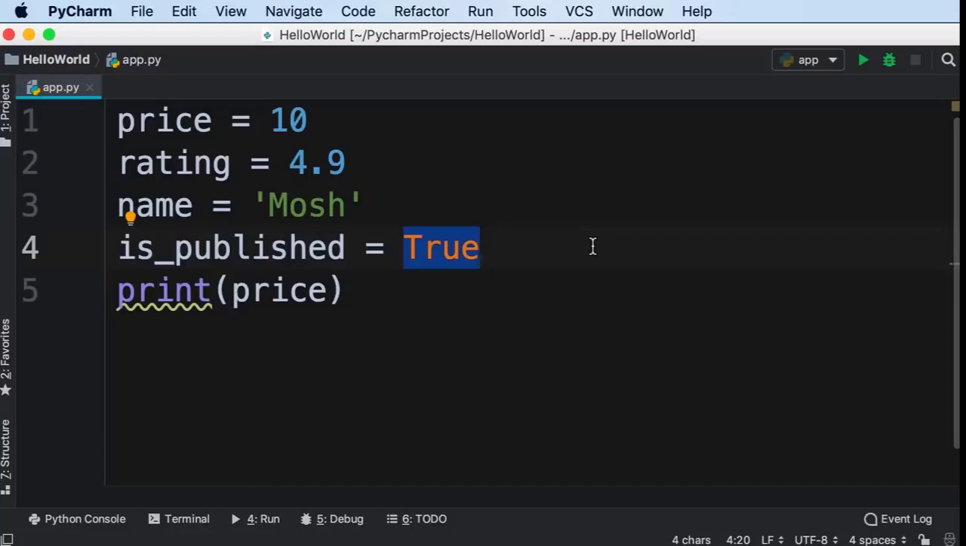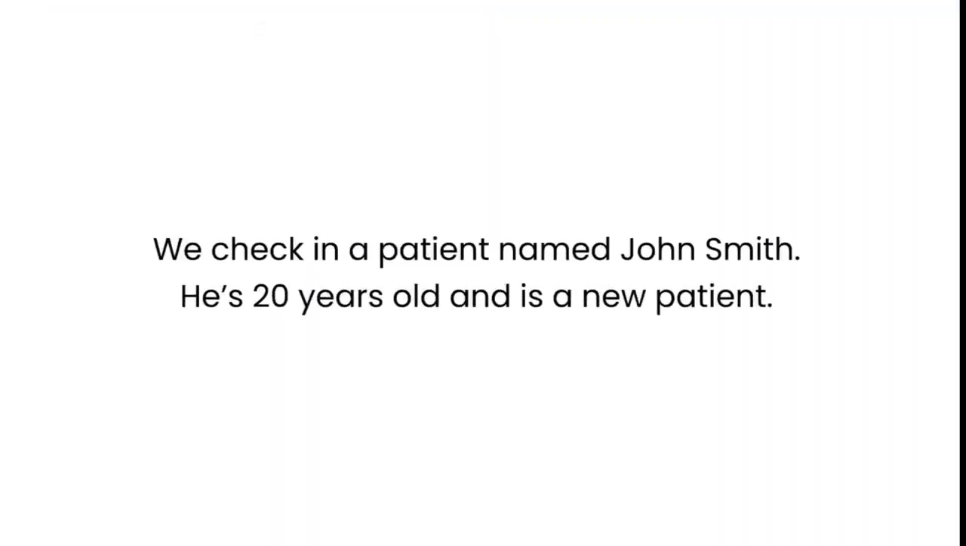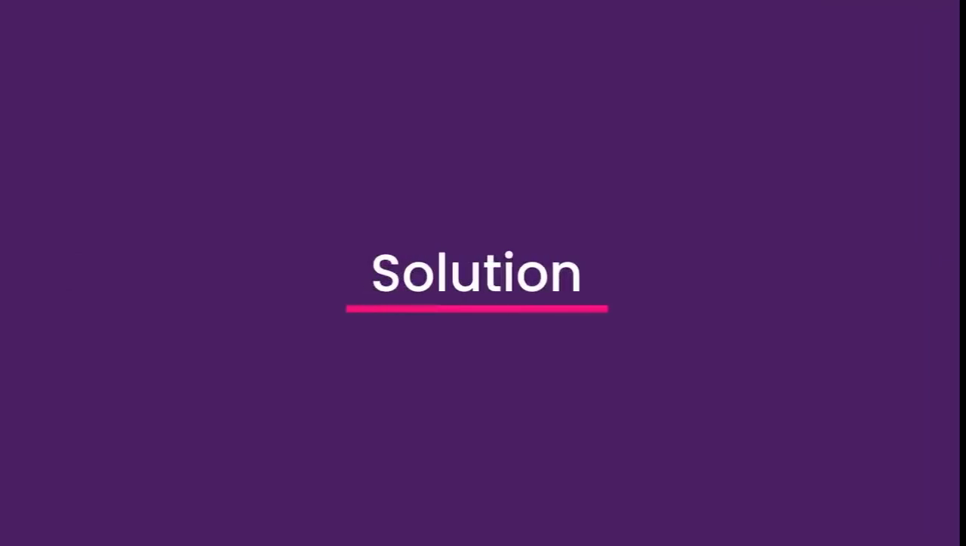So before going any further, I want you to do a little exercise. Imagine we're going to write a program for a hospital. So we check in a patient named John Smith. He's 20 years old and is a new patient. I want you to define 3 variables here for his name, his age, and another variable to tell if this is a new or an existing patient. So pause the video and spend 1 minute on this exercise. When you're done, come back, continue, see my solution.